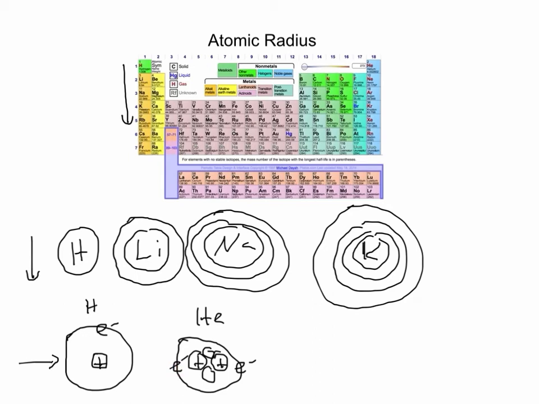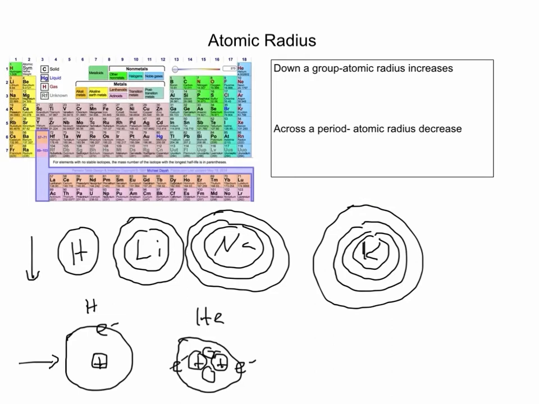So our atoms actually get smaller when we go left to right across the table because we add more protons to the nucleus, creating a stronger pull on the electrons, which are all located in the same energy level. So one more time to summarize, when we go down a group on the periodic table, so from top to bottom, the atomic radius increases, the elements get bigger. And if we go from left to right across a period, our atomic radius decreases.